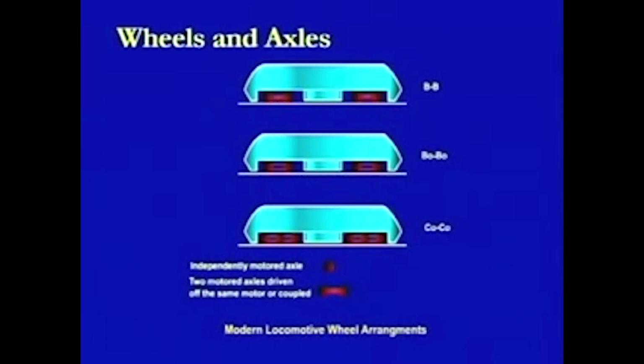Now in this diagram what we can see is that all the three conditions have been shown. The first condition is the BB condition. When it is a BB condition, it means there are two motored axles driven by the same motor, or they are the coupled condition. Then there is a BO condition where independent motored axles are being provided, and then there is a CO and CO condition where again independently motored axles are being provided.